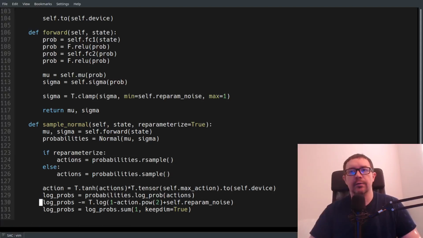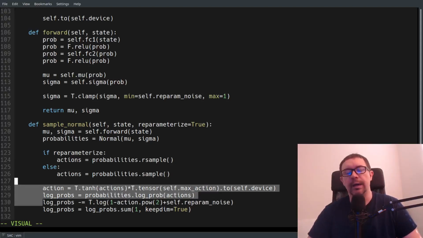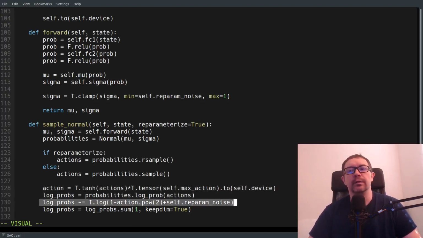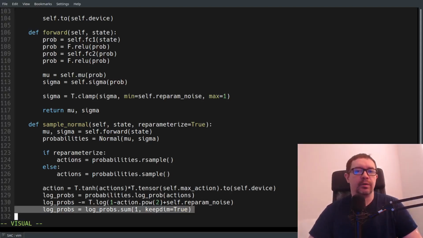And this line here comes from the appendix of the paper. It's just how they handle the scaling of the action. You know, they do this tanh activation, take the log prob, and then subtract off this term here. And then we have to do this because the PyTorch framework outputs something that has dimensionality corresponding to the number of components of your actions, and you need a scalar quantity for your loss.